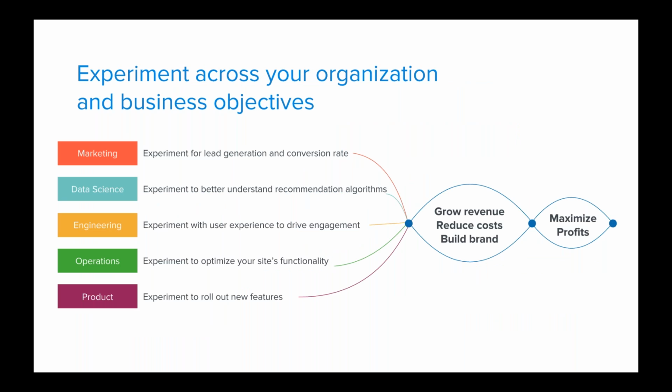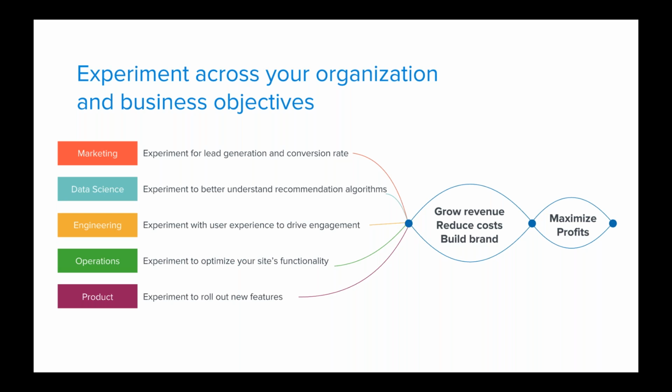To give you an idea of what it would look like to work with an entire organization, you could work with folks across marketing, data science, engineering, operations, as well as the product team. Just to give a few examples, marketing could experiment on things like lead generation to drive new conversions to specific parts of your product. Data science can think about understanding different types of recommendation algorithms. Engineering can focus on that user experience and try different walkthroughs like we saw with Brooke.